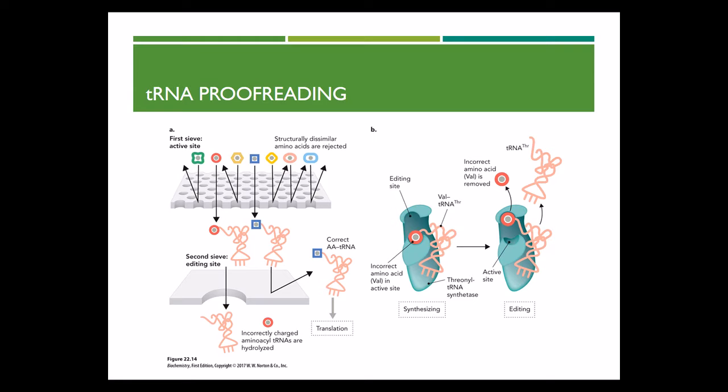To accomplish this, many synthetases have editing sites. Threonyl transfer RNA synthetase has such an editing site, which is in addition to the active site. You can see here, there's an active site, and then there's also an editing site in the enzyme. The purpose of the editing site is to remove an amino acid that is inappropriately joined to the transfer RNA.